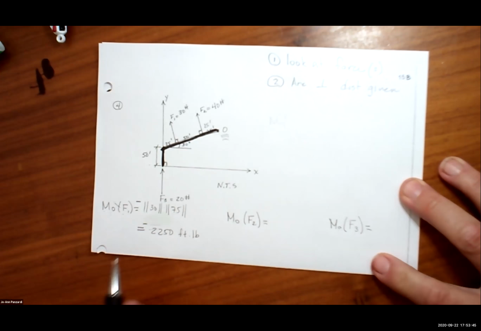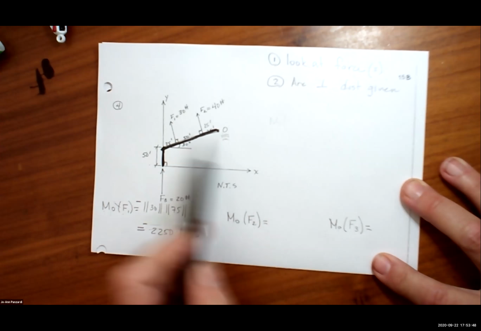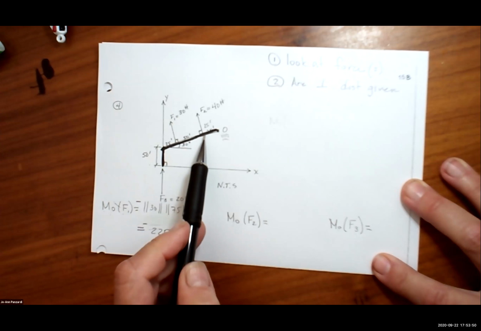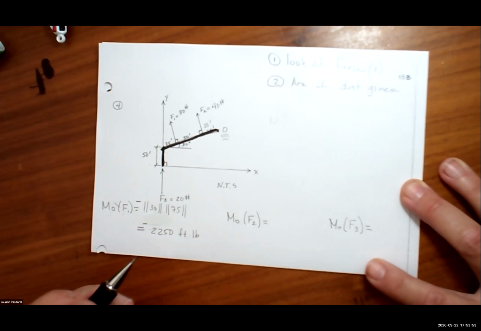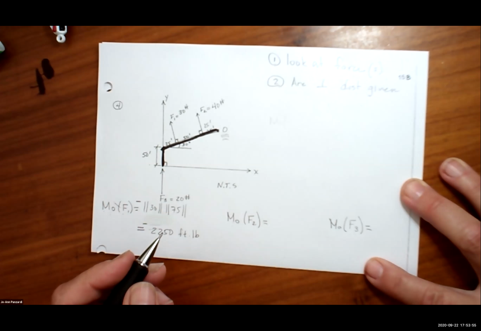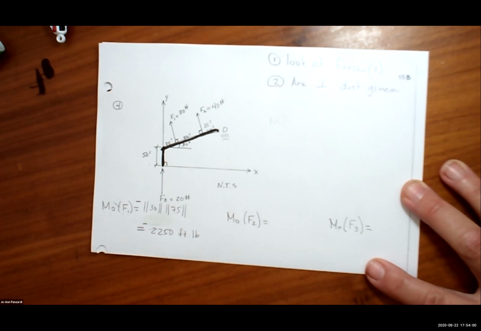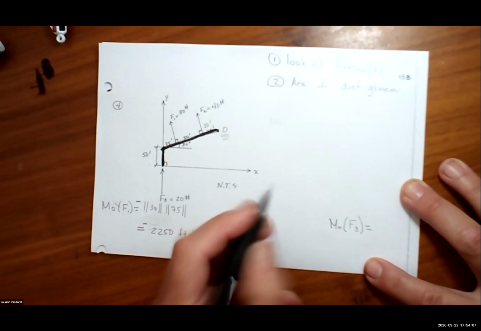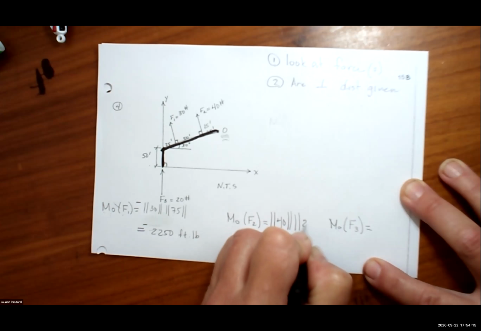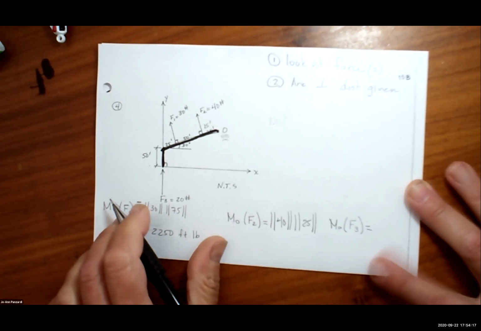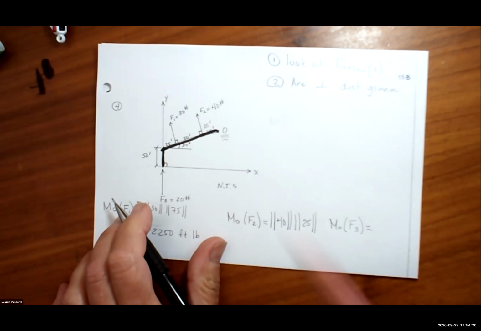Okay, Tim. How about a moment about O due to F2? Is the perpendicular distance given? Tim, are you here? Put your speaker on. There we go. Yes. So then I'm just going to go ahead and do it, right? What's the force? 40. Perpendicular distance? 25. Positive or negative? Fingers go in the direction of the force? Negative.